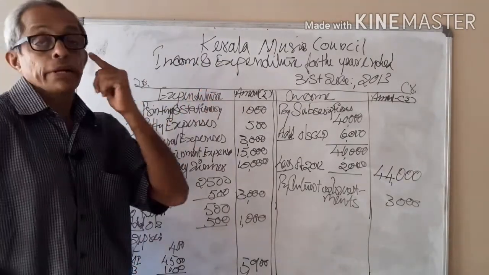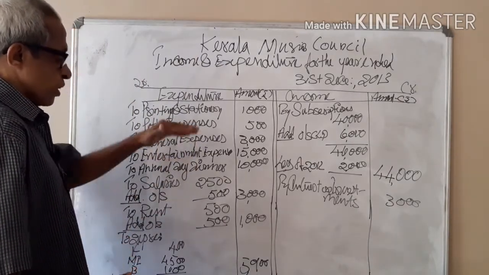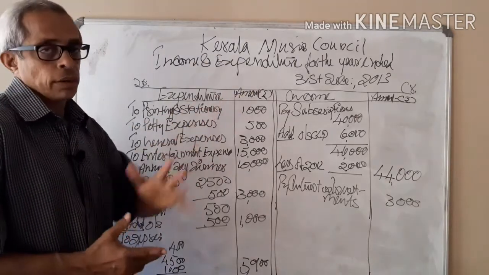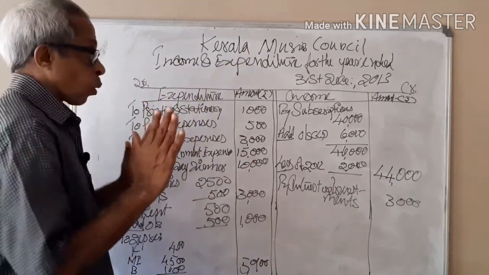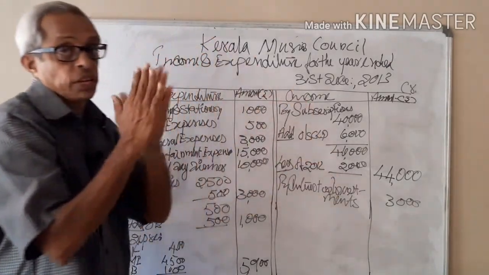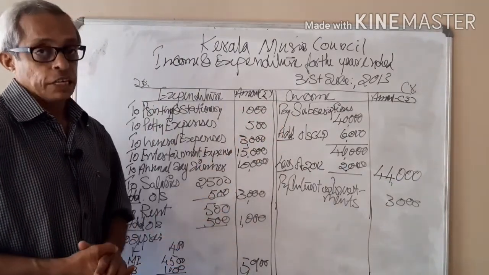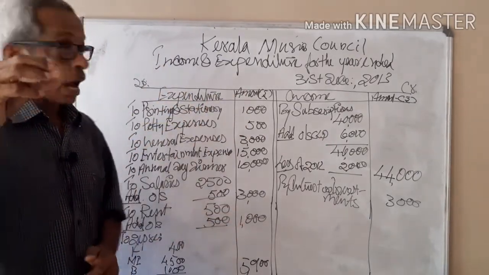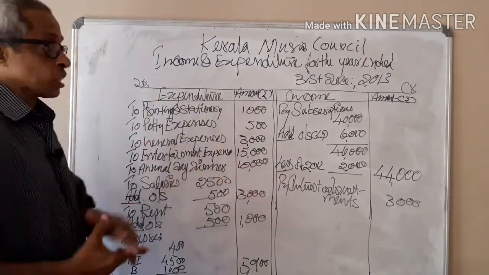So now we are going to prepare the income and expenditure account of Kerala Music Council. Here we state all the expenditures of the current year and all the income of the current year, because we exclude previous years and coming years. We only write the actual expenditure of the current year and the actual income of the current year. First of all, we look into the expenditure side.